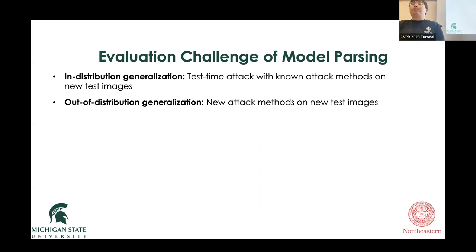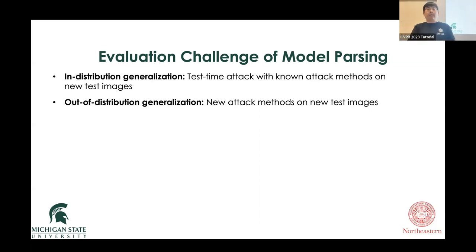We only change the images. In the training set, you have the same attack method to perturb the training images. In the testing phase, you use the same attack method, but to perturb different images, which are in the test set. Then we want to understand in these scenarios whether it is possible to do model parsing, to precisely estimate model properties from the attack instances over the new images. The more challenging scenario is out of attack distribution generalization. Out of attack distribution means at testing time, you even generate with some new attack methods, some attack methods we never covered in the training set. And this is called out of attack distribution generalization.